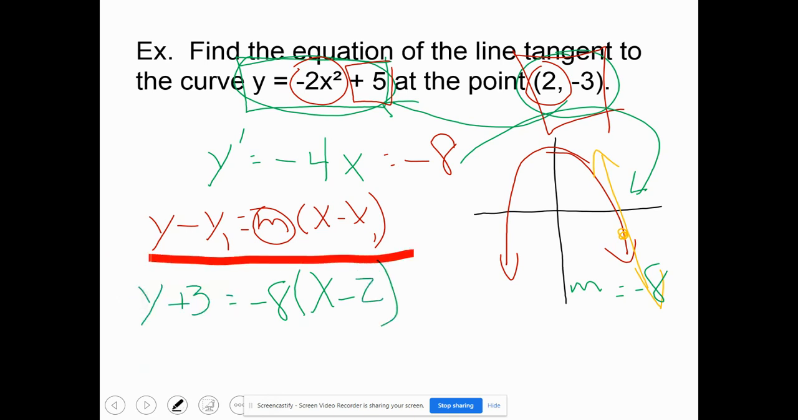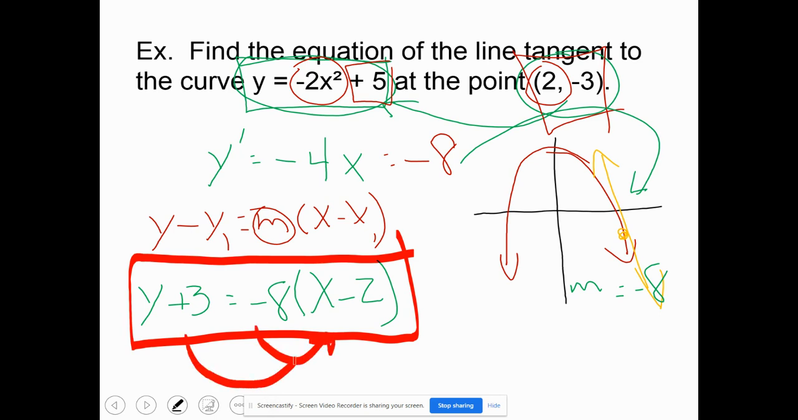And one of the things we've talked about this year is you can leave lines in that form. In fact, when you get to an AP class, they kind of expect you to leave it in that form. If this were a multiple choice problem, maybe you wouldn't see that form. Maybe you'd have to distribute the -8 through the parentheses, bring the 3 over, and convert it to slope-intercept form, something like that. Okay, so point-slope form is fine to leave.